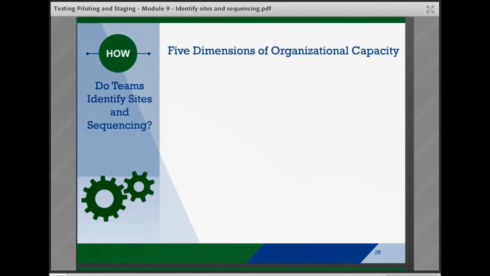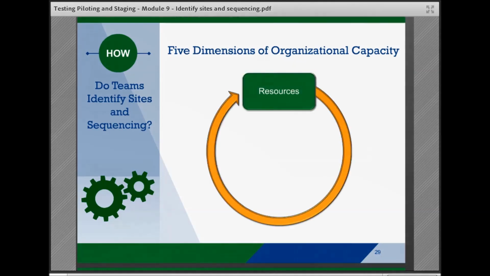Teams will find it useful to keep in mind the 5 dimensions of organizational capacity and related considerations while staging and scaling up an intervention. Resources. Do selected sites have sufficient fiscal and staff resources in place for staging the intervention? Do program materials and guidance need to be developed and distributed?